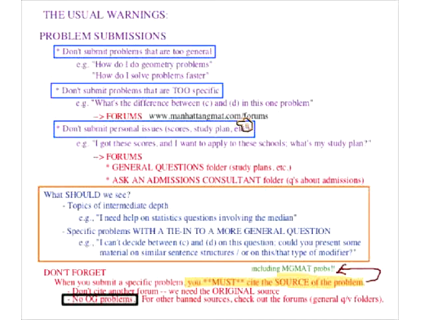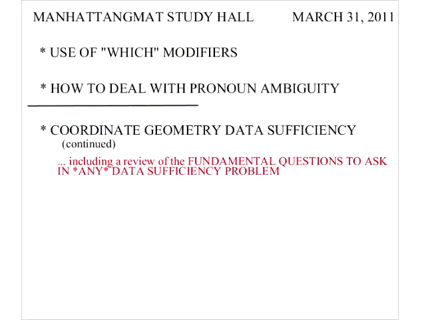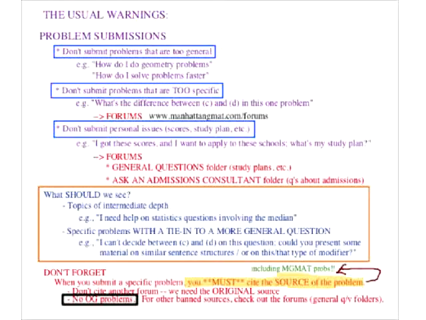As far as what you should submit, again, intermediate depth. This was one of the decently recent topics. Coordinate geometry data sufficiency is the right kind of depth too. It's not so specific that we can just answer it on the forum, but it's also not so general that it would be hundreds of hours. It's the right level of depth. Pronoun ambiguity issues, that's the right level of depth. It's a single focused topic, but still general enough for us to cover. And so on. So that's the rules as far as submissions.